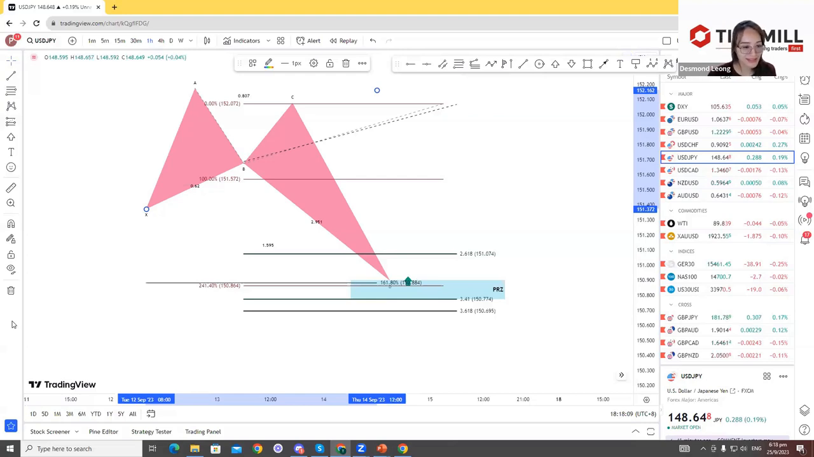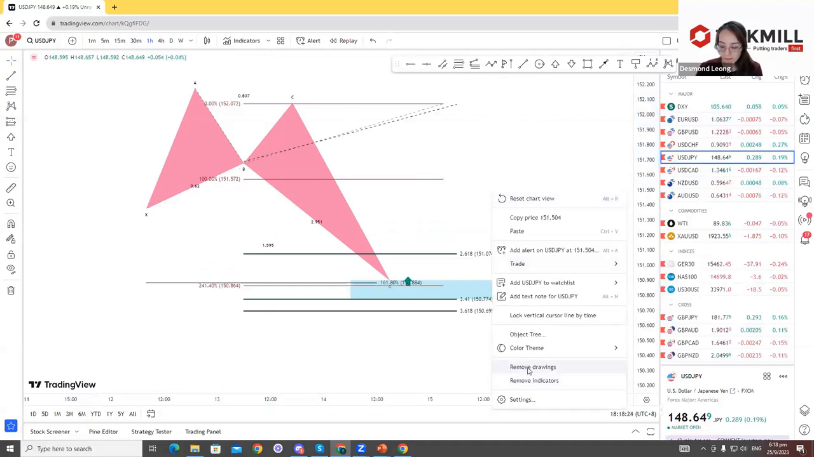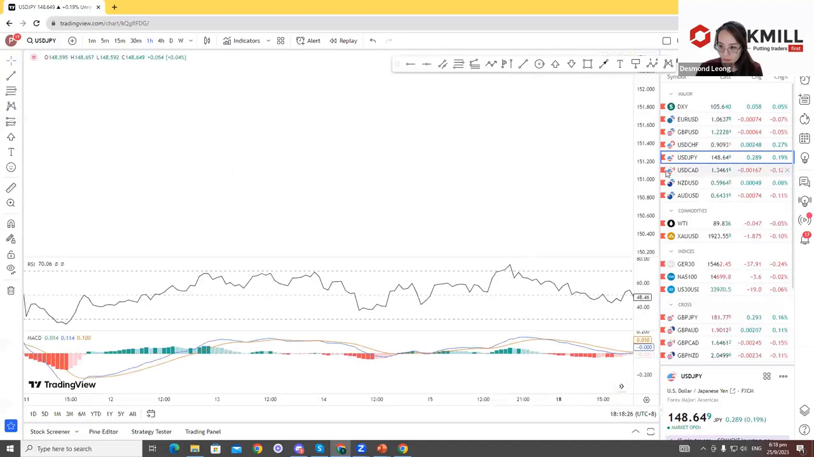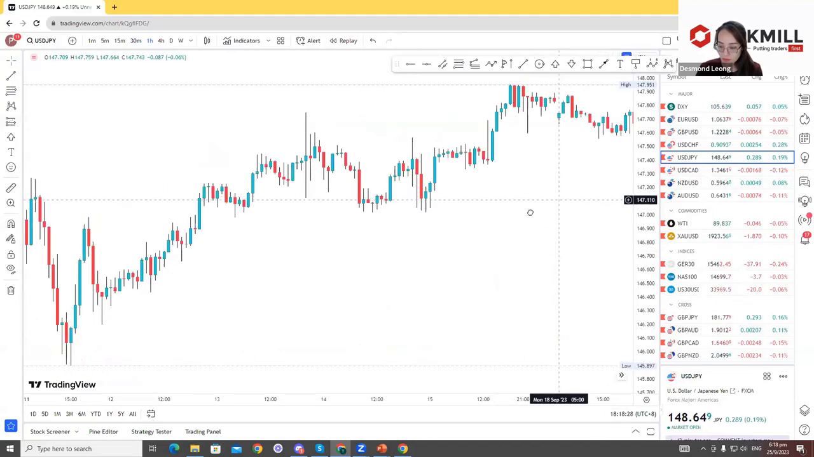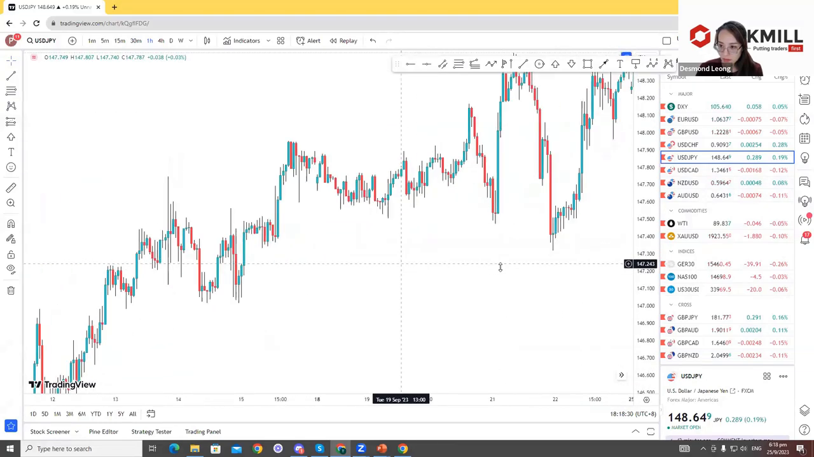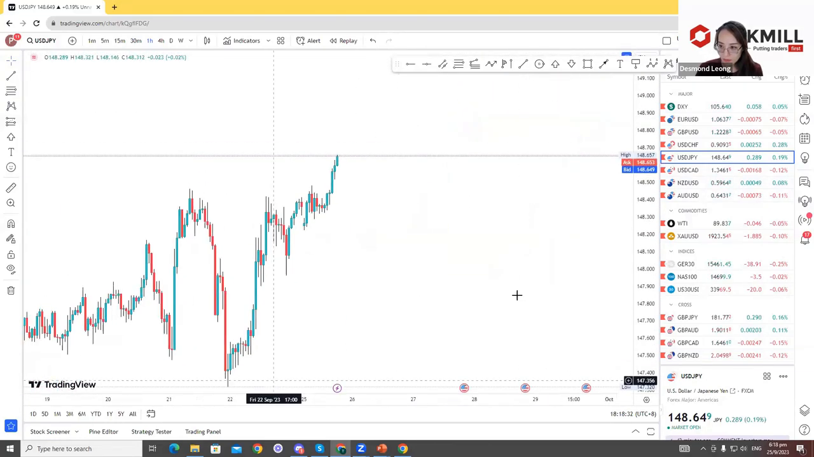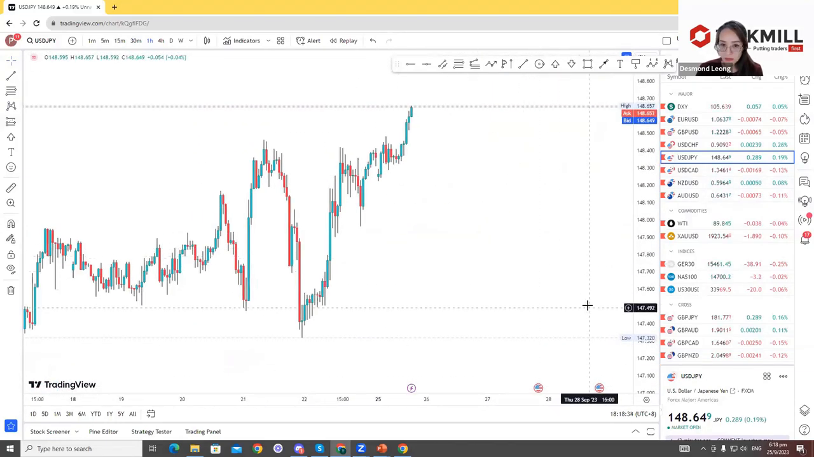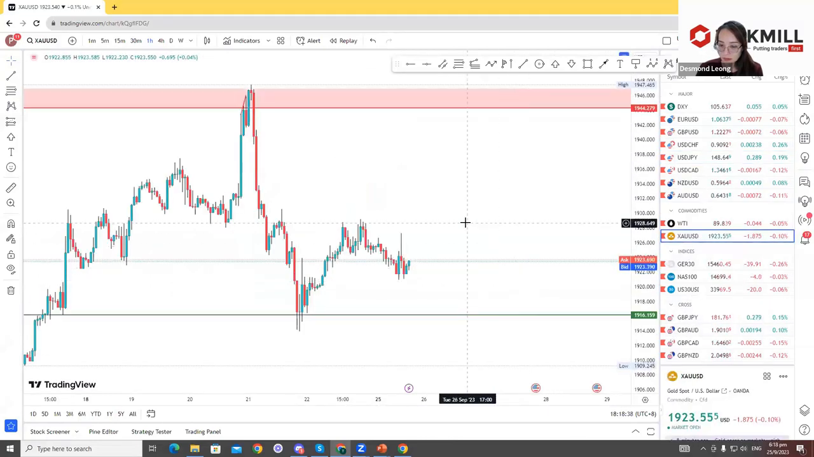Okay. I'm so sorry. Any particular pair where this appears? Oh, okay. Actually, there is quite a number of them if you trade with harmonic patterns. I don't think I have an example, but last time.